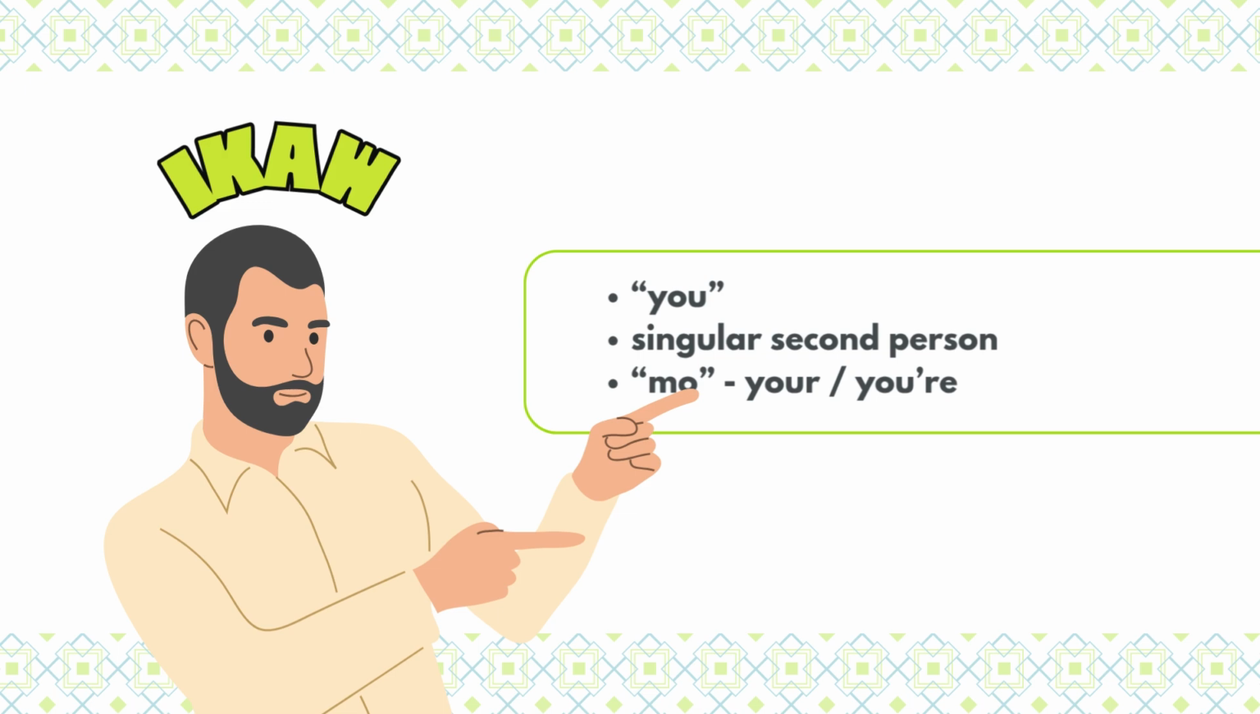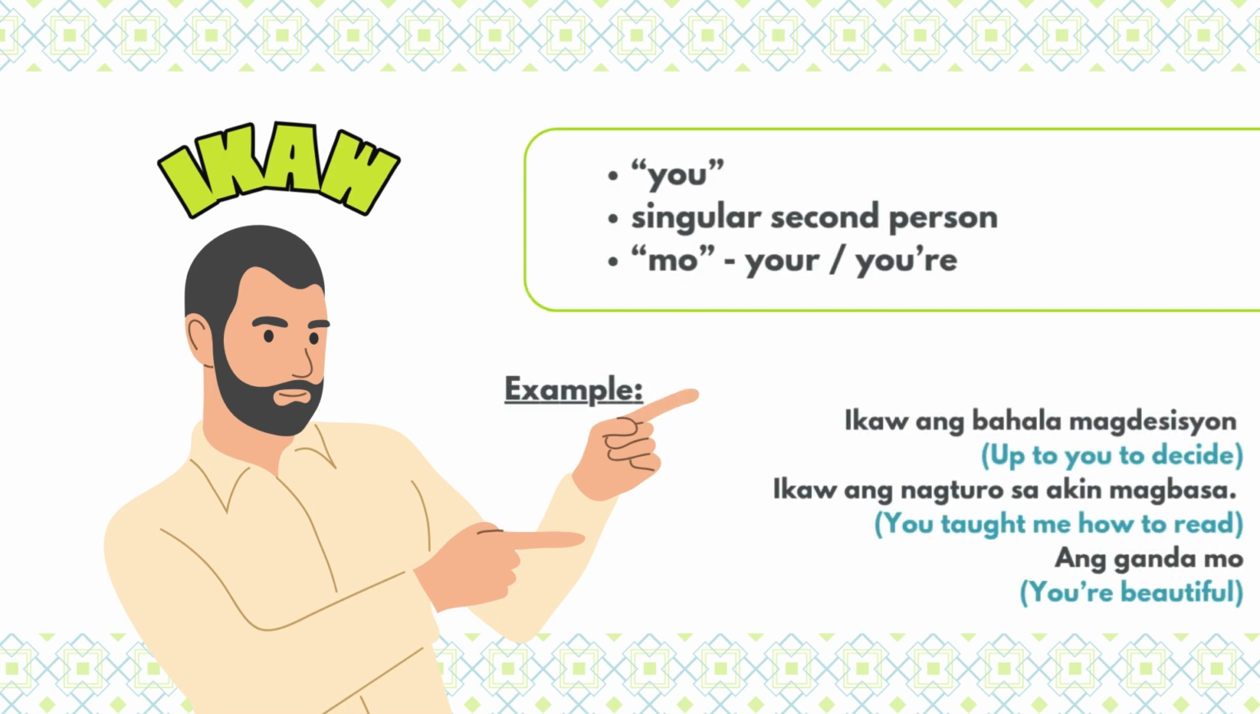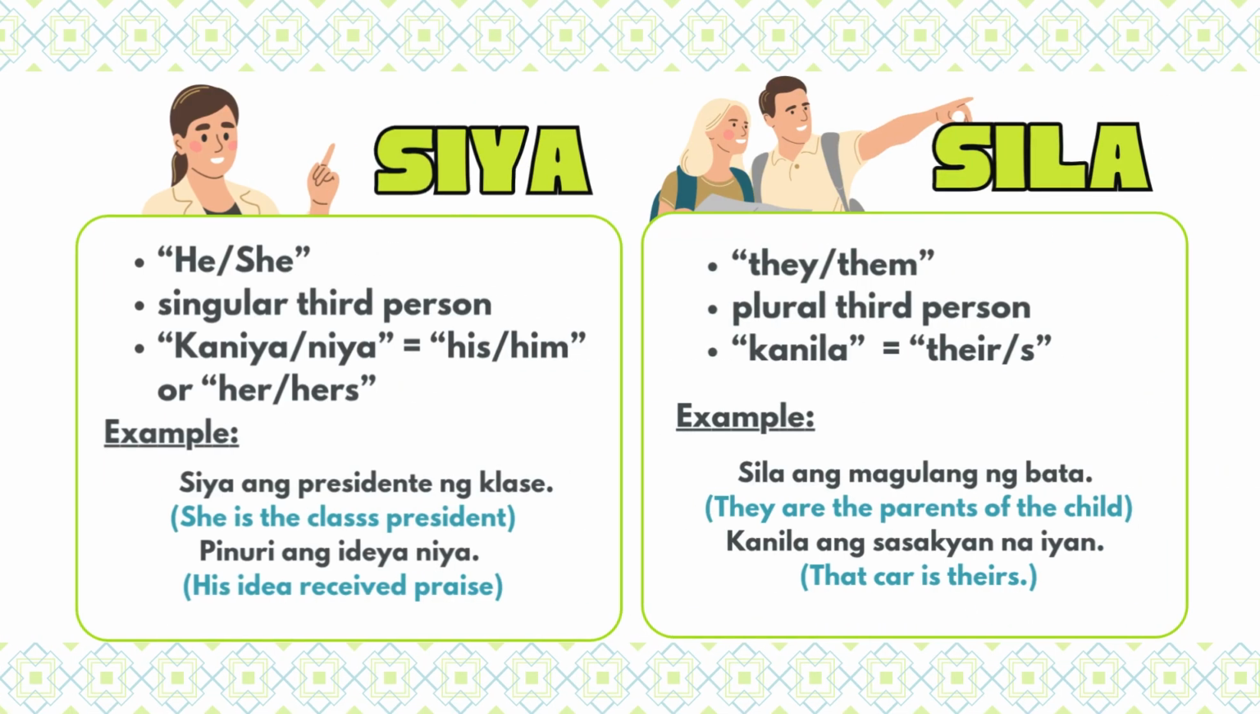Next, we have ikaw. Or in English, you. This pertains to a singular second person. In a sentence, ikaw ang bahala magdesisyon. Or, up to you to decide. Another, ikaw ang nagturo sa akin magbasa. Or, you taught me how to read. Lastly, ang ganda mo. Or, you're beautiful.